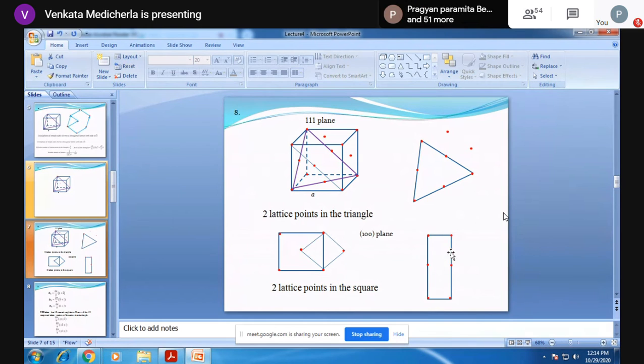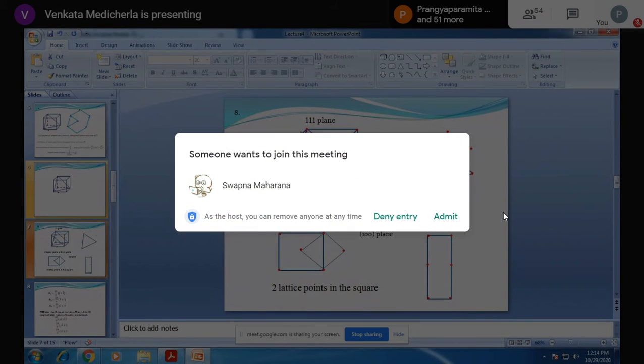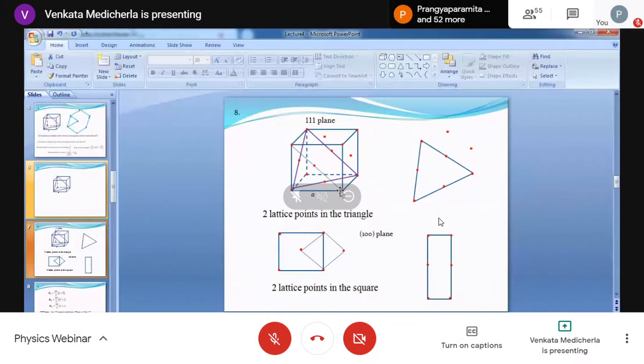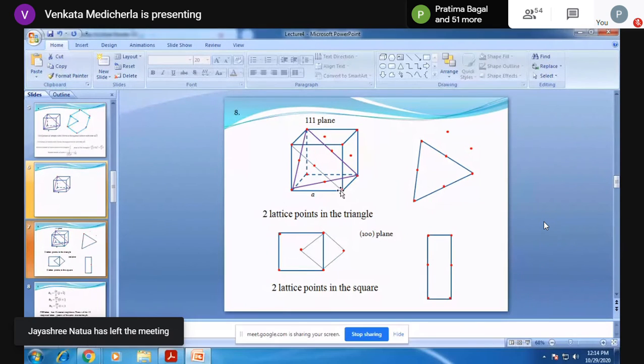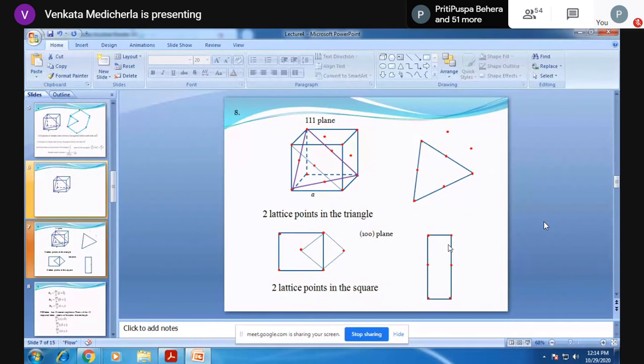And the area, you find out what the area is. This side is a, and this will be the face diagonal, that is a root 2. a into a root 2, that's the area. a square into root 2. That 2 divided by a square root 2, that's the density of lattice points.